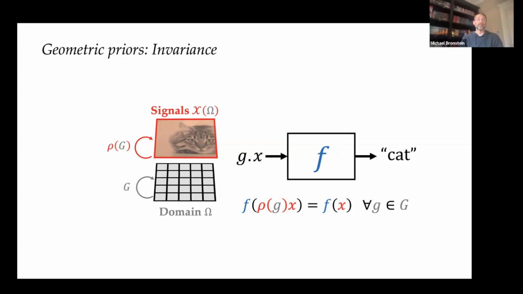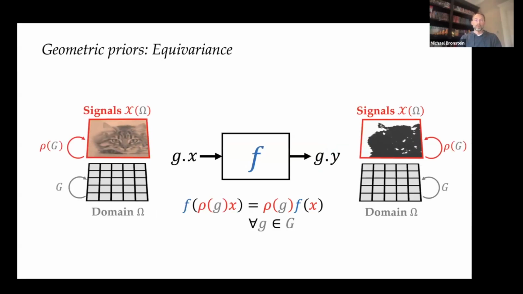So this is a very reasonable assumption in object recognition. This is called invariance: the function is unaffected by the action of the group. Another case is when the output space has the same structure as the input space.